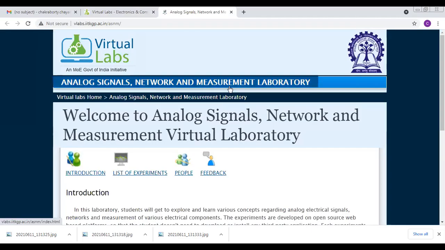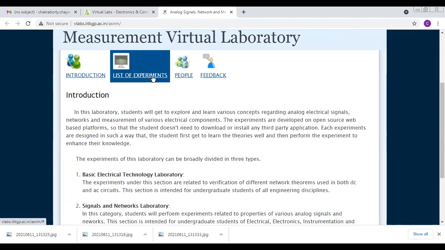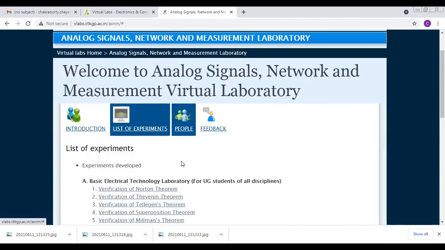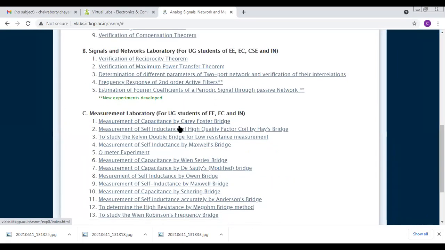Guys, you are habituated with this lab, and that's why I no need to describe all this. I just want to go for the list of the experiments. Now you can see the list of the experiments. I am coming to the C section, that is the measurement laboratory for UG students of EE, EC, and instrumentation engineering. Among these experiments we can perform any one, and I want to show you some physical experiments.